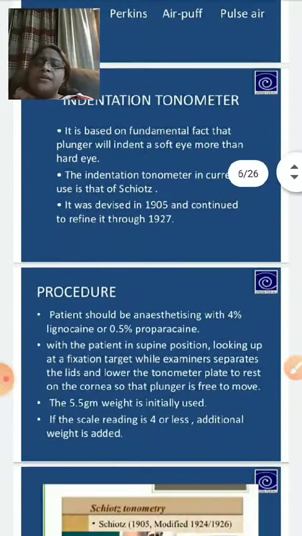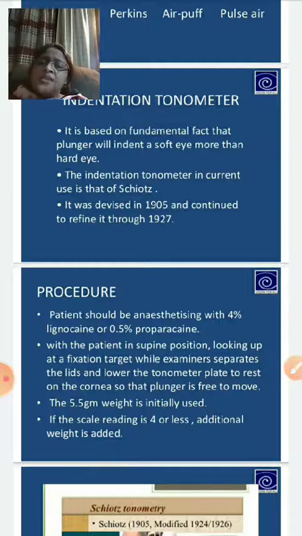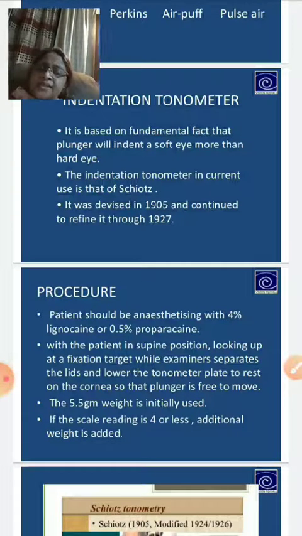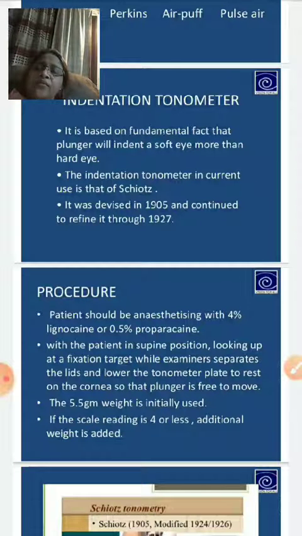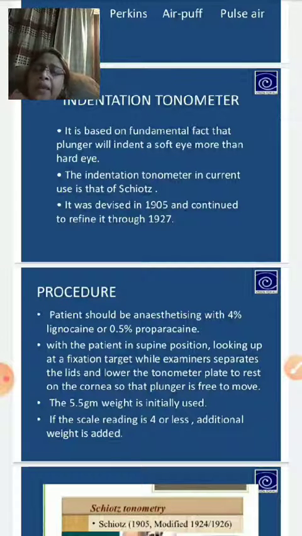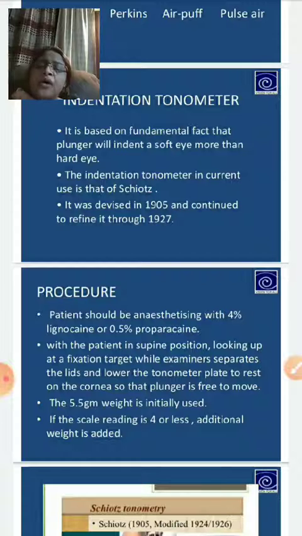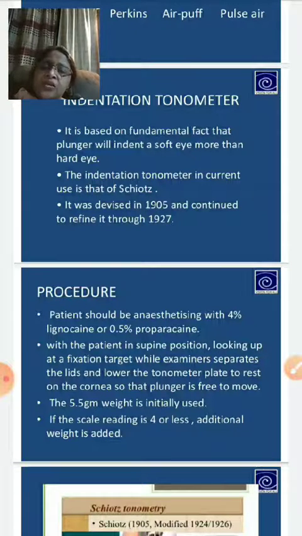What is the procedure? The patient is asked to lie supine. Since it is a contact tonometry, we anesthetize the cornea with 4% xylocaine. We apply the footplate of the Schiotz tonometer onto the cornea. Ask the patient to look up straight. There is a stylus which moves on a scale, and we get the reading. Whatever reading we get, we have to match it with the calibration scale available with the tonometer, which gives the intraocular pressure.